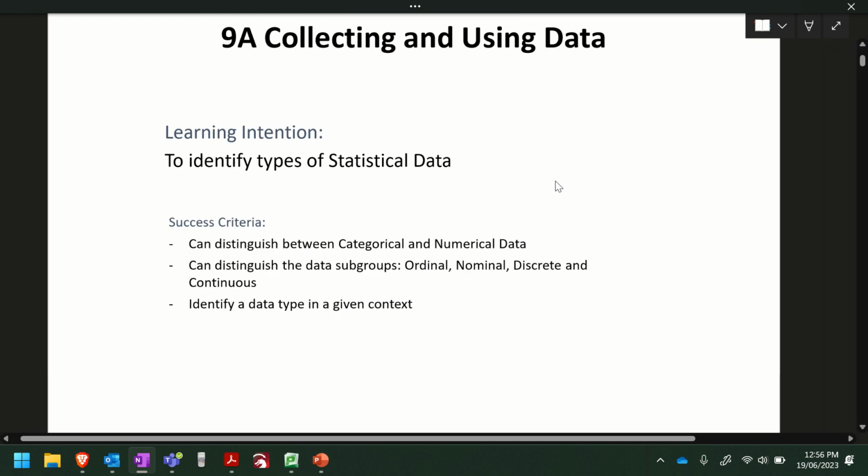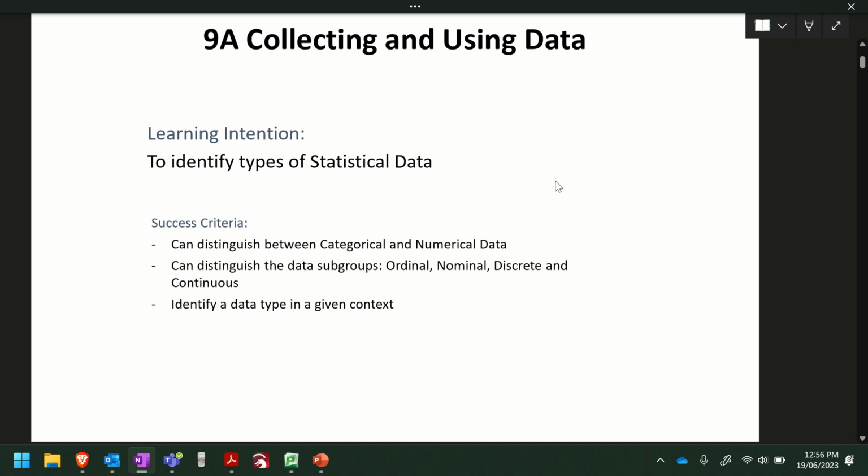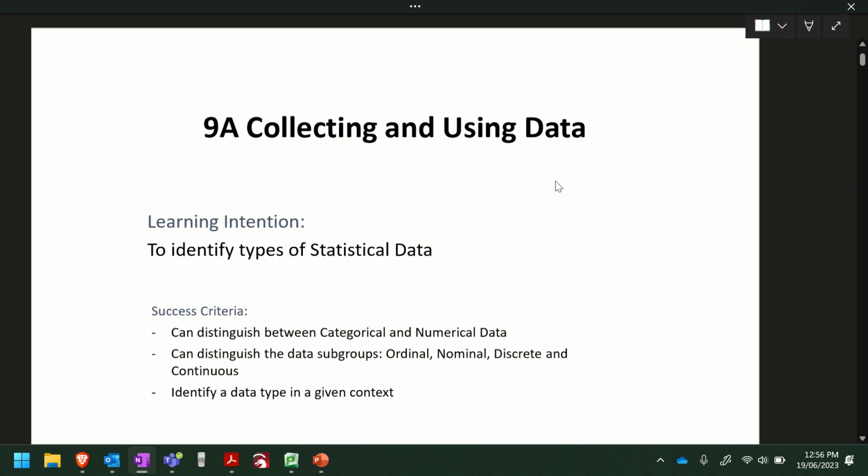Hands up if you know the difference between univariate and bivariate, or you want to take a guess. What's univariate? What is bivariate? What does the word uni mean? One. Good. And what does the word bi mean? Two. Think about the difference there. Uni is one, bi means two.